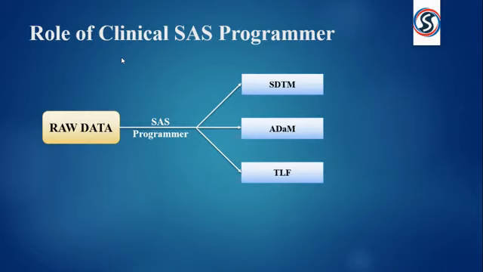So after the conversion of your raw data into the tabular format, that process is called the SDTM, your Study Data Tabulation Model. After this process, the SDTM data is used for analysis purposes, and this process is called ADaM. After the analysis of the data set, we convert it into the TLF, that is your Tables, Listings and Figures.